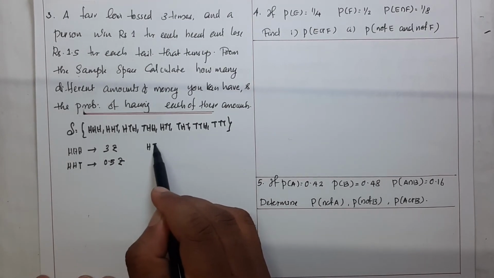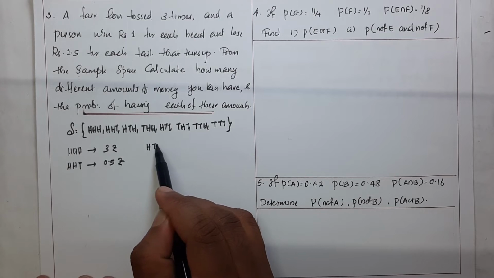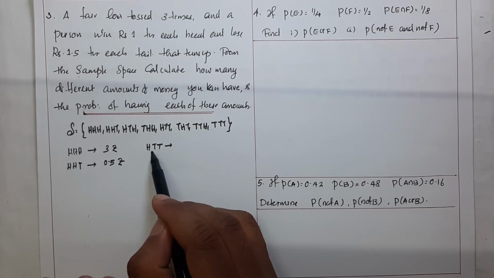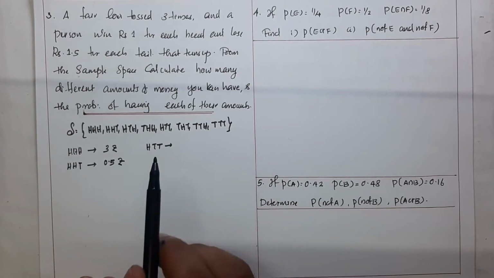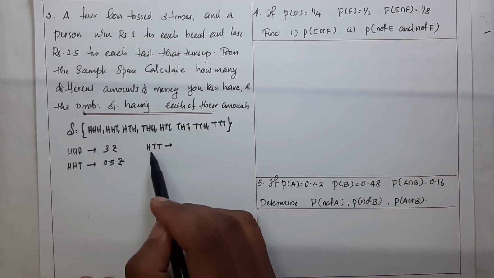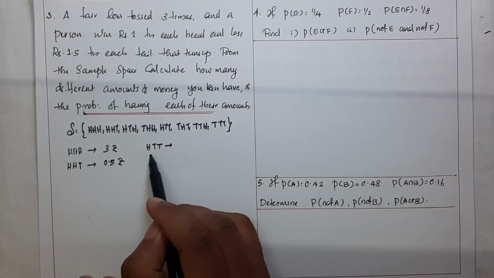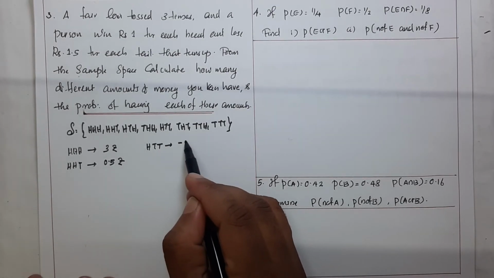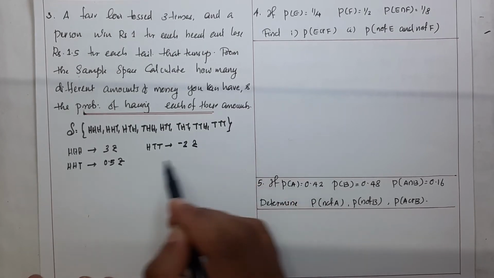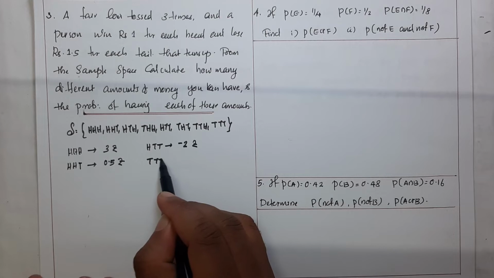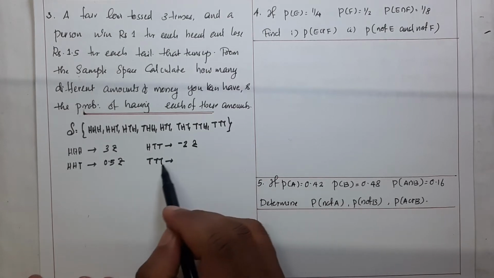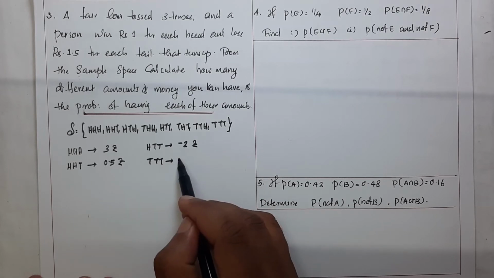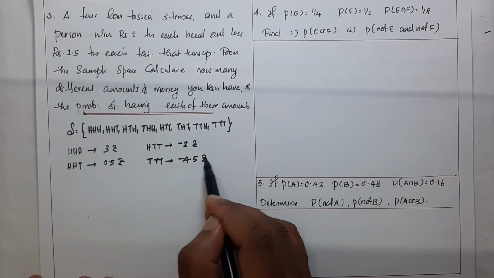Then H, T, T. Here if you get H, I mean head, you get 1 rupee, and for T you get 1.5 loss. That is 1 rupee win and 1.5 plus 1.5, that is 3 rupees loss. That is, we get minus 2 rupees. And if you get tail, tail, tail, we get 1.5 loss, 1.5 loss, 1.5 loss. That is minus 4.5 rupees loss.